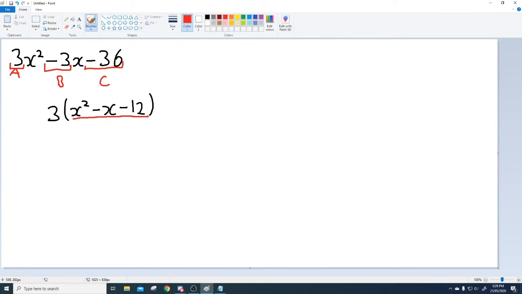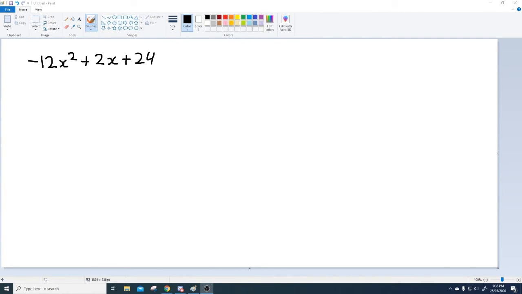So from here we just solve that again, and just make sure not to forget the 3 that's on the front. So the 3 stays, and we end up with x minus 4 and x plus 3. So if a is not 1, just check, is there a way that you can make it 1 by dividing all three coefficients by the same number, and we can just put that number at the front.